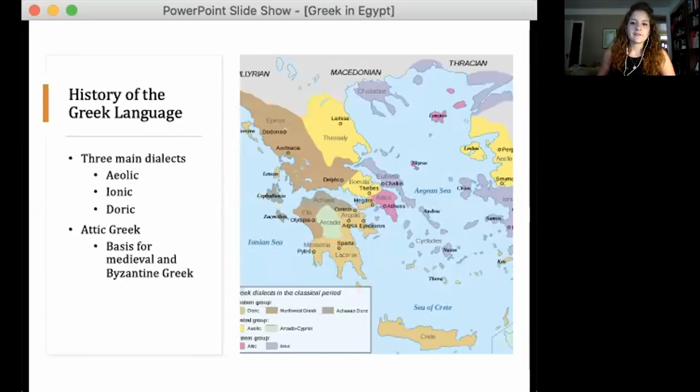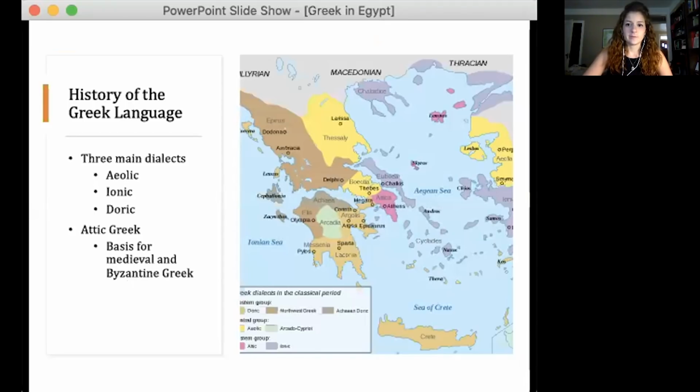Okay, so now we understand a little bit about the development of the written language, but what about the spoken language? What was this alphabet used for? So there's really very little evidence about the origins of Greek, though there are several different theories. I won't go too deep into it because it's not so relevant to the use of Greek in Egypt, but I will discuss the dialects that ended up developing in Greece and the surrounding area.